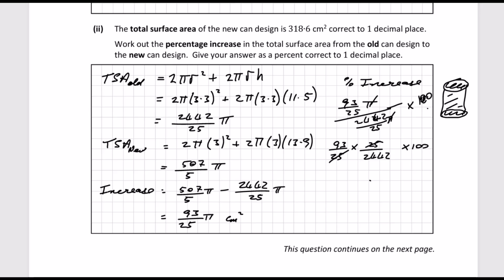When you do that, you will get 3.808 and so on. We want this to 1 decimal place, so it is just 3.8%. So there's a 3.8% increase in the surface area. Now I've kind of kept all the fractions together there. As I say, you can do that by converting those to decimals. Maybe you'll find that easier. That's not a problem. But the main thing to remember, if you do that, don't round to 1 decimal place until the very end. Keep a few decimal places the whole way down.